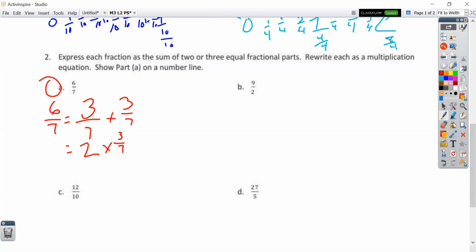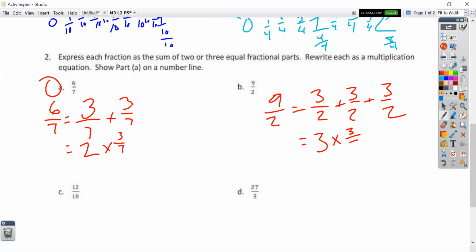Now it's 9/2. The question we have to ask ourselves is, can we divide 9 by 2? Well, no, 9 is an odd number, so we can't do that, but we can divide it by 3, and that would be 9/2 is equal to 3/2 plus 3/2 plus 3/2. Those are the same broken apart, 3/2, 3/2, 3/2. So we have 3 groups of 3/2, right? So it's equal to 3 groups of 3/2.